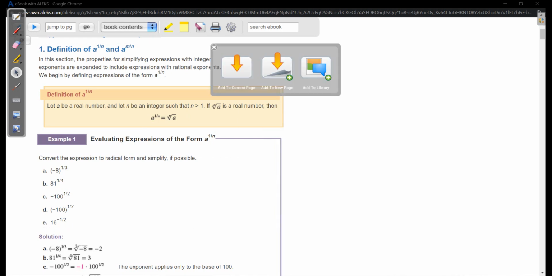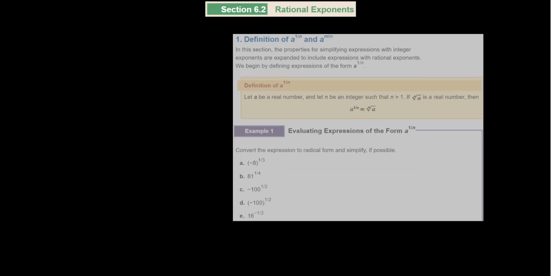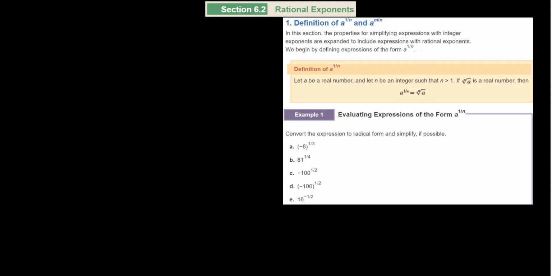Alright, so we'll do it this way. Starting from the top here, we have the definition of a raised to the 1 over n power, and a raised to the m over n power. So in this section, the properties for simplifying expressions with integer exponents are expanded to include expressions with rational exponents. We begin by defining the expression of the form a to the 1 over n.